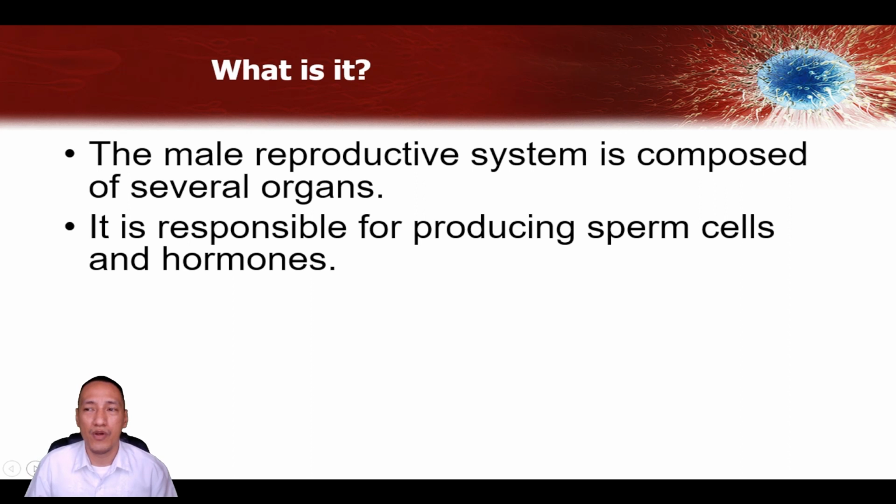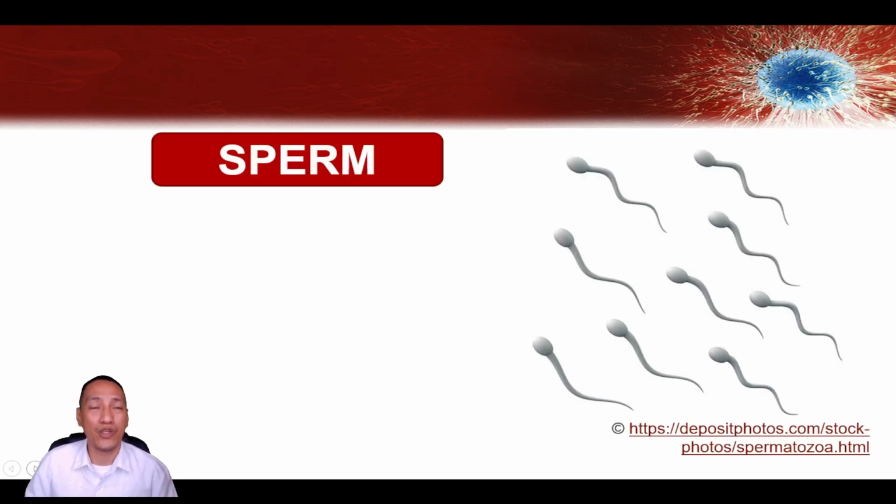It is responsible for producing sperm cells sa lalaki. Unang-unang ginagawa is that it produces sperm cells. Ano ba yung sperm cells? Ito yung kailangan para makabuo ng baby. And hormones. Yung hormones na sinasabi ko, yun yung responsible sa mga physical changes sa katawan natin. So yung mga chemicals na gumagawa ng ating anyo bilang lalaki or babae ay actually na-produce sa ating reproductive system. Nadi-discuss natin mamaya.